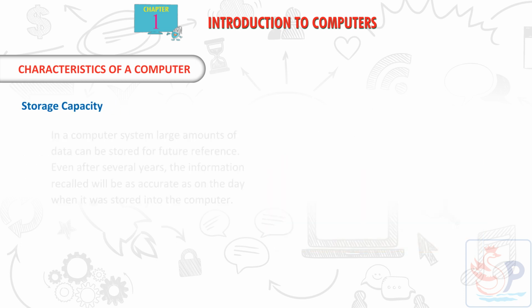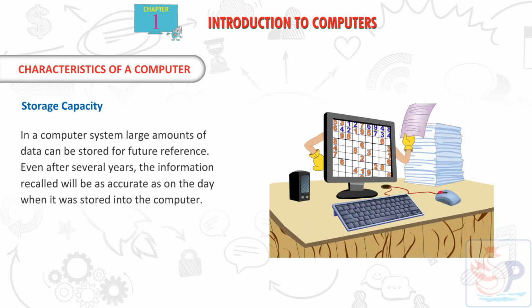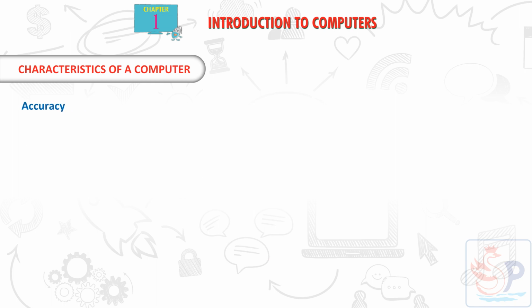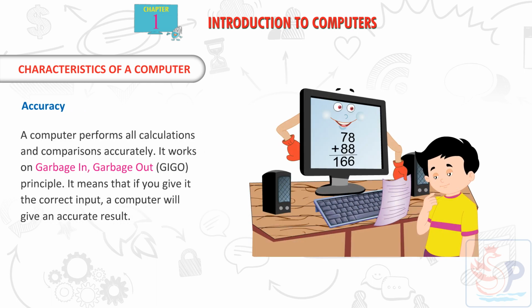Storage capacity. In a computer system, large amounts of data can be stored for future reference. Even after several years, the information recalled will be as accurate as on the day when it was stored into the computer. Accuracy. A computer performs all calculations and comparisons accurately.